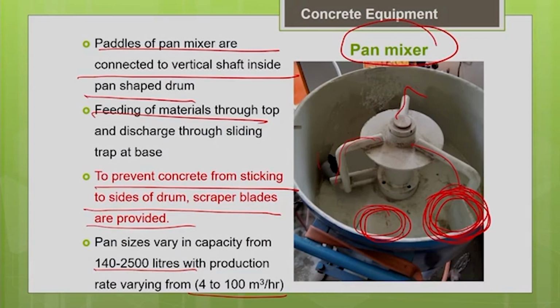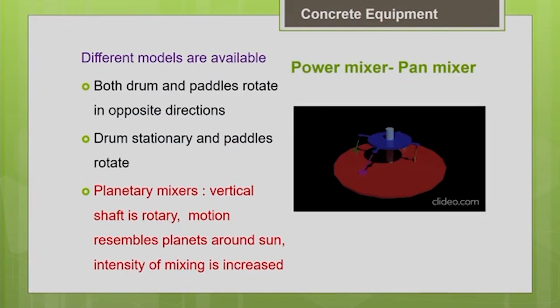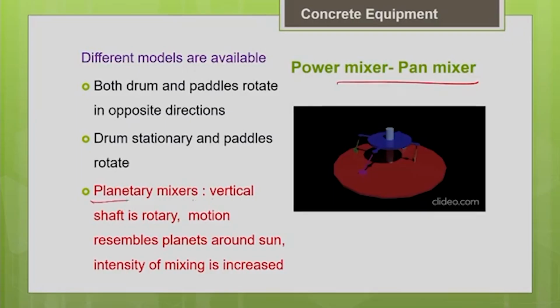So there are different configurations of models available with respect to pan mixer. Either the drum will be fixed and the paddles will be rotating, or both the drum and the paddles will be rotating but in opposite directions. Another popular model is the planetary mixer.